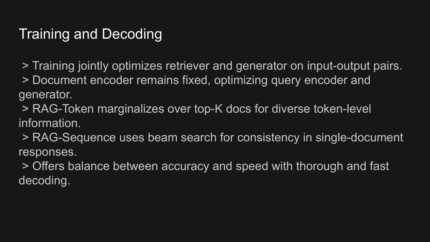Exactly, you've got it. In summary, the training process allows RAG to refine its retrieval and generation without explicit retrieval guidance, while the decoding methods balance accuracy and speed based on task requirements. All right, now that we've discussed the training and decoding, let's move on to RAG's performance on question-answering tasks, both in open domain and abstractive formats. This part of the paper really highlights RAG's flexibility and strengths.